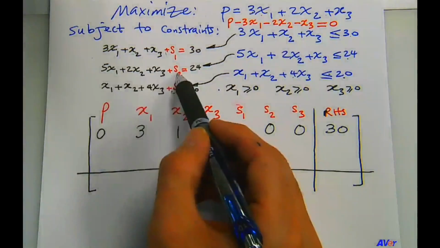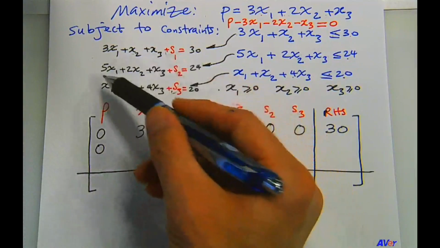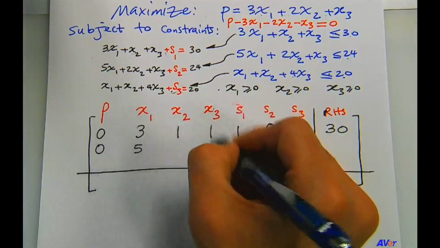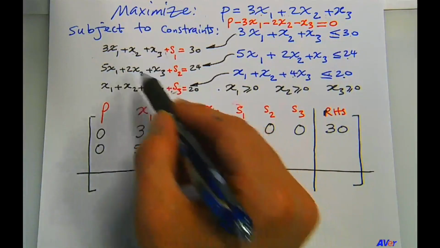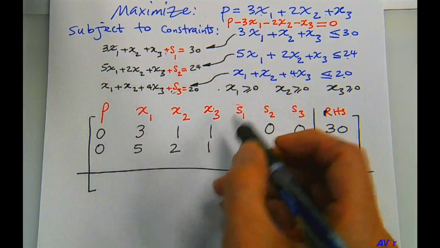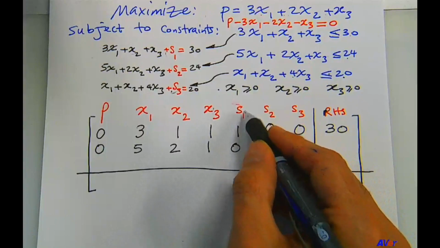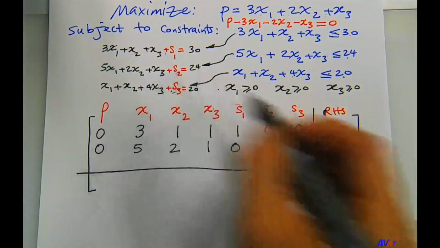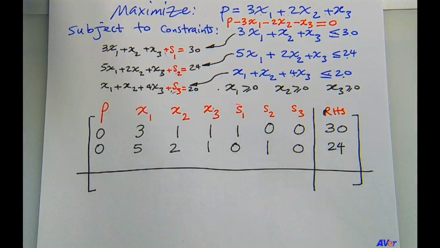So in the second constraint, there is no p, so the coefficient is going to be 0. There is an x1 with coefficient 5, right? Each column represents a non-basic variable so far. There's an x2, the coefficient is 2. There's x3, the coefficient is 1. There is s2, but no s1, so 0 for s1. There's s2 with coefficient 1. And then there is no s3, so 0 again. And the constant is 24.